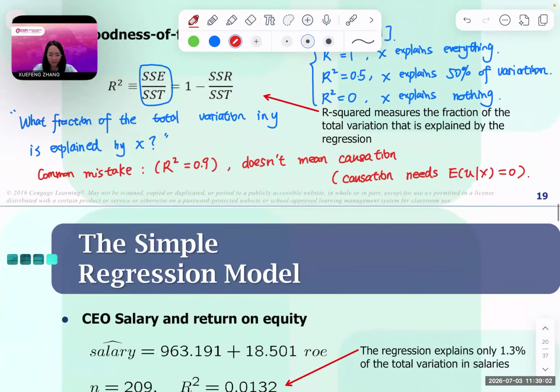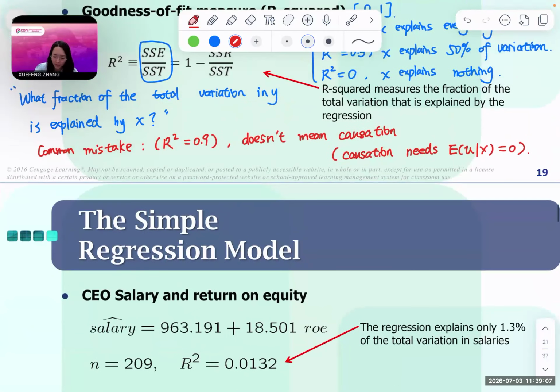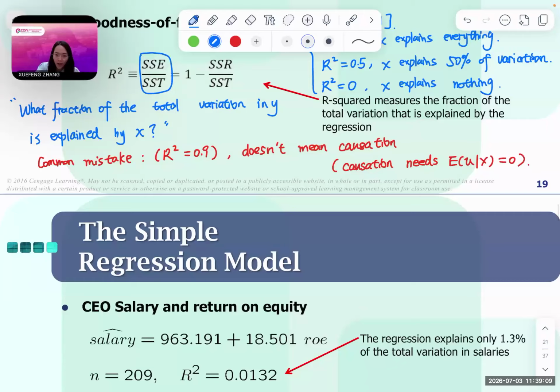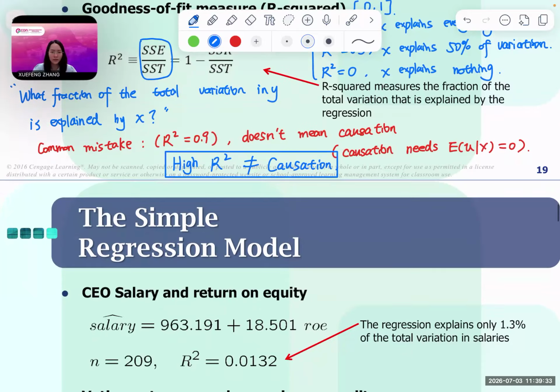Next one. Let me write it down here as well. High R squared does not mean causation. Remember it. Please bear in mind.